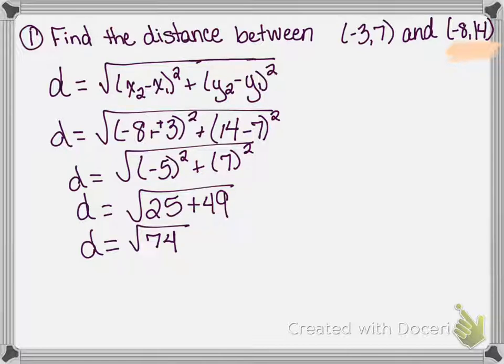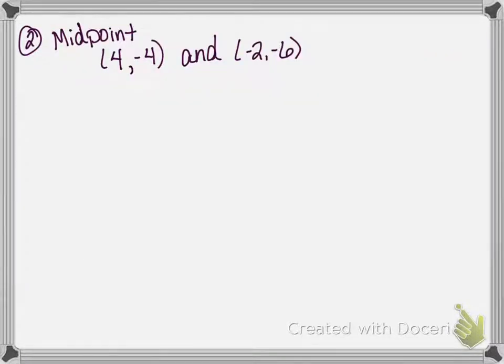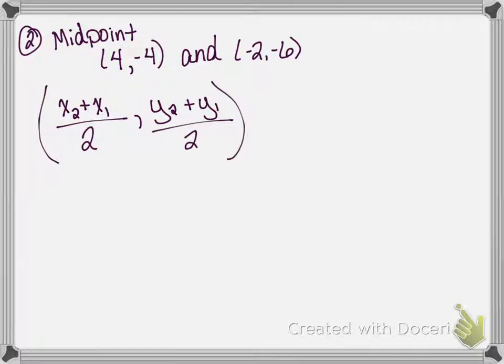Okay. Our next one is midpoint. So our formula for midpoint is add my x's and divide by 2, and then add my y's and divide by 2. Okay? So when I add my 2 x's together, I have -2 and +4. Then when I add my y's together, I've got -6 and -4.